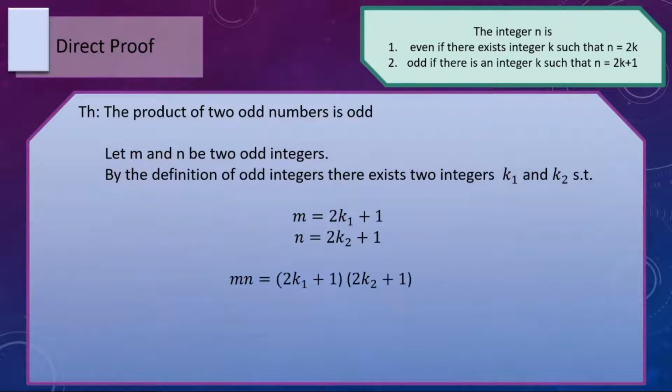Well, now I can go back and look at what happens when I multiply them. So I have mn and I get this multiplication. Now keep in mind what the goal here is. We're trying to show that it's odd. And the only thing we know about odd numbers is this definition right here. So I got to get back around to that. If you want to show that m times n is odd, you need to make it look like 2 times an integer plus 1.